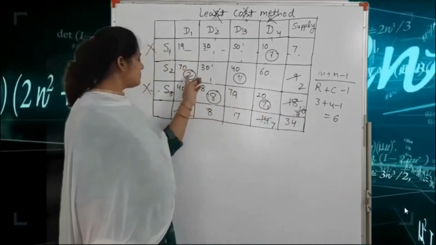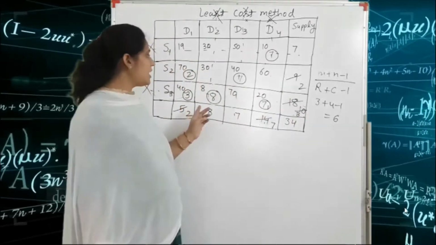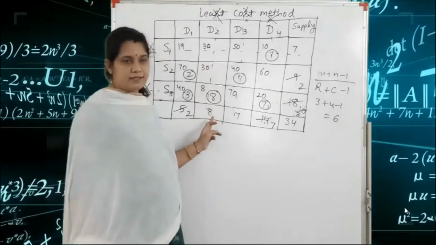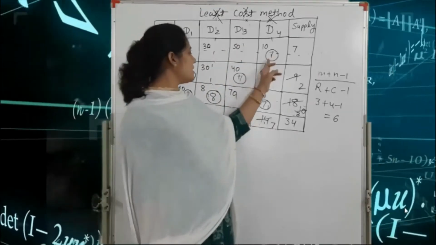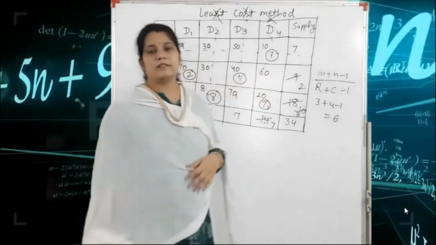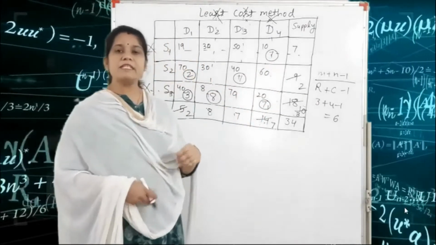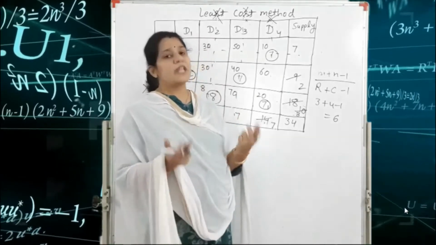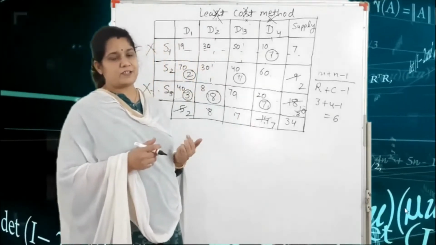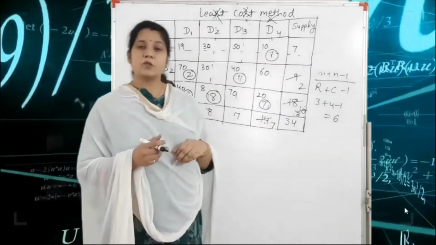Now 5 plus 3 plus 2 is 10, so demand is 10. Then demand is 8, demand is 7, and 7 plus 7 is equal to 14. That means the total demand is 14. That means here our supplies and demands are equal, so our allocations are correct. Now we find our total cost.